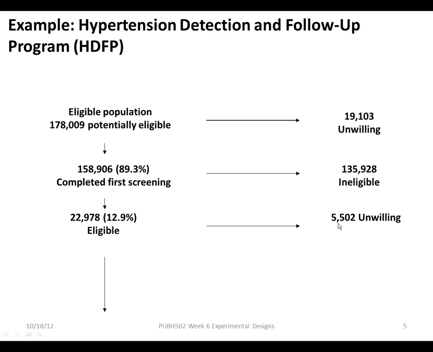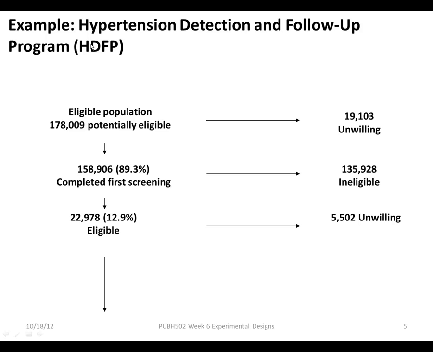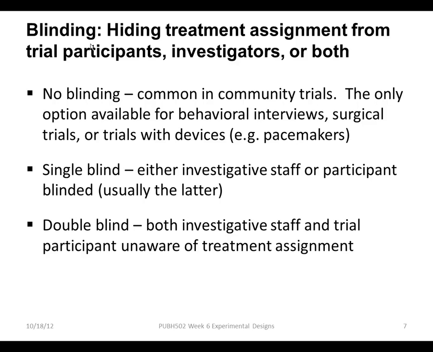At that point, another 5,000 were unwilling to participate in the study. So that left about 17,000 for the second screening, and we still found ineligibles, and that left finally a study population of about 11,000 willing and eligible participants. And these percentages you see are all percentages of the original 178,000 baseline. So you can see how quickly what even seems like an enormous sampling frame can get whittled down to a more manageable number of participants.